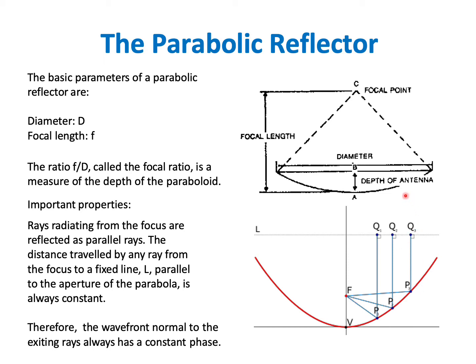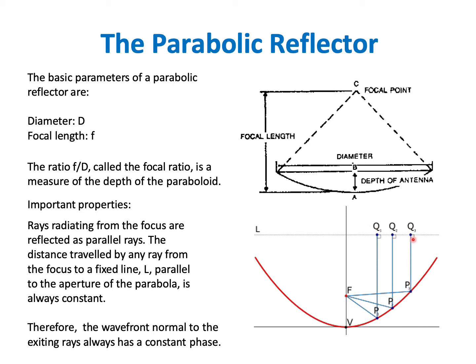So that's important because if we have a signal coming from space, by the time, say, a wavefront reaches us, it'll be parallel to the dish. And then any point along that wavefront, no matter where it bounces off the dish, will reach the focus at the same time. That's because the path length traveled by any of these three rays is the same.